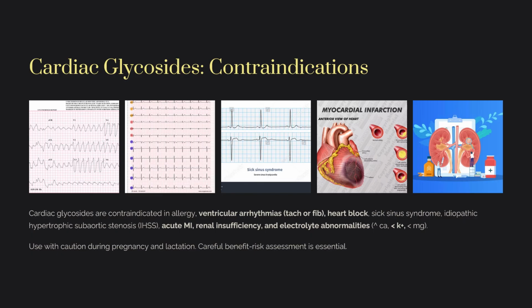So contraindications for digoxin: if they're allergic to it, if they have VTAC or VFib, if they have heart block, if they're having an acute MI, renal insufficiency, or if they have a high calcium, low potassium or low magnesium. I also, unless benefit outweighs the risk, we're not giving this to pregnant or lactating people.